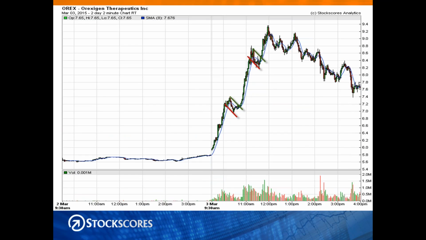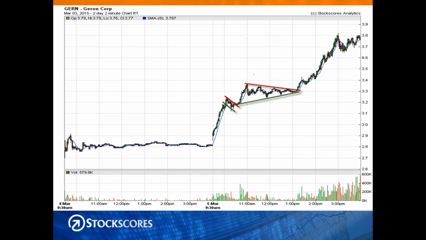Here's some flag patterns. As I said, I do these in day trading a lot. Here's a move up, a pullback, buy the break of the flag, because you often get a move out of it. Here's another flag, break of the flag.